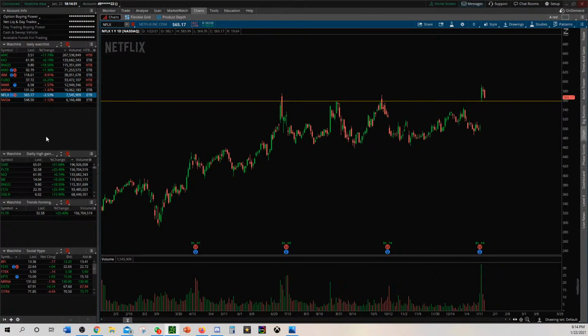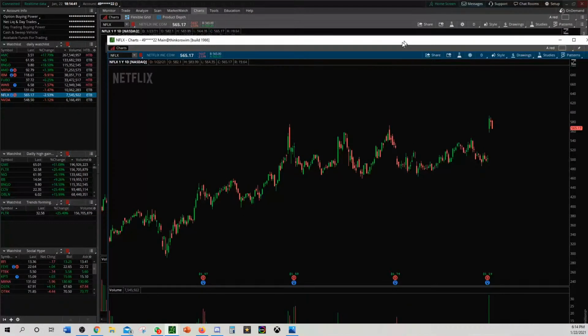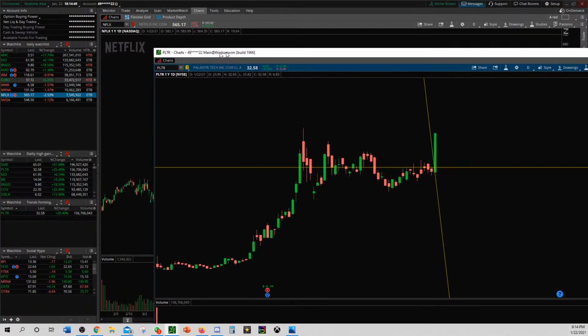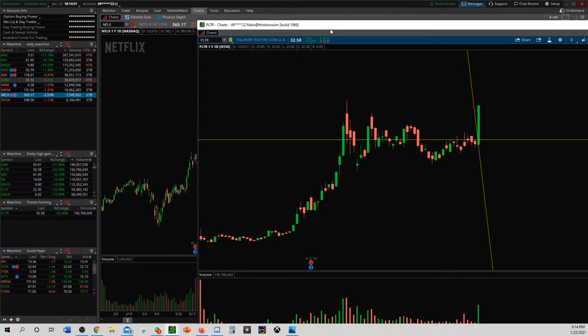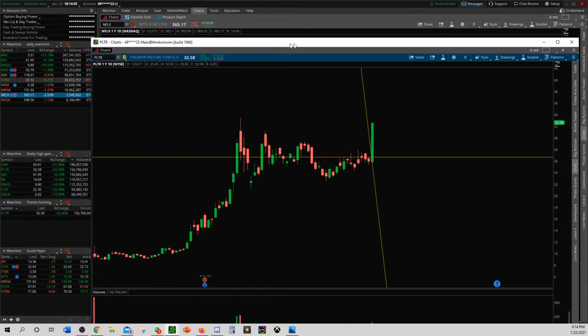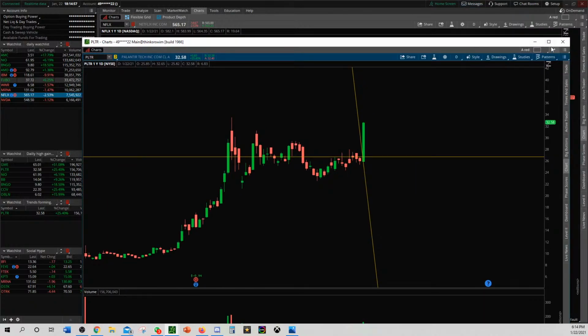The number two trick or tip is that if you have multiple screens, you can simply detach this, and then it will open up a second screen, and then you can open up another stock. For example, you can make it a different color so that they're not connected anymore. Then you can have two different stocks, or 4 stocks, 5 stocks, 6 stocks, or whatever.